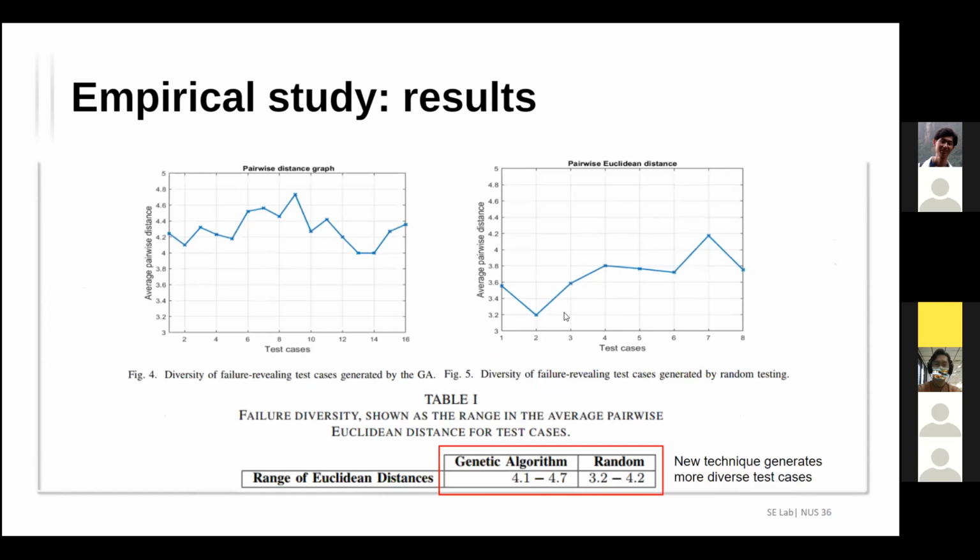Okay. Yeah. Fine, and next we talk about the failure diversity, which is the second metric we use to measure the test cases. Again, we see that the genetic algorithm performs better in that it produces more diverse test cases as opposed to random testing, which is good as well.